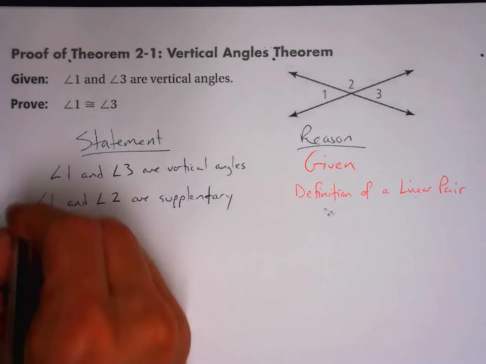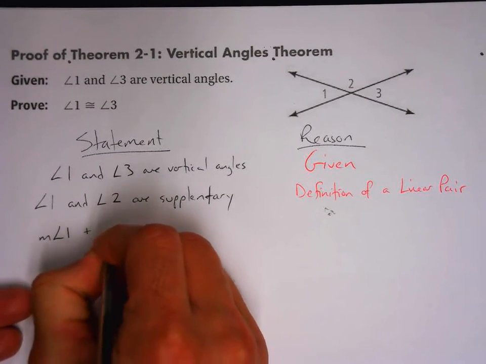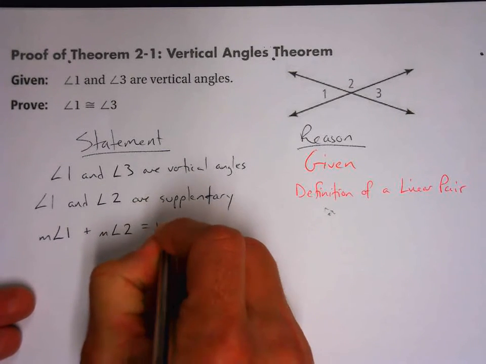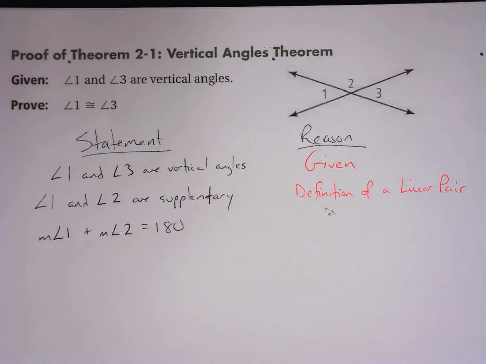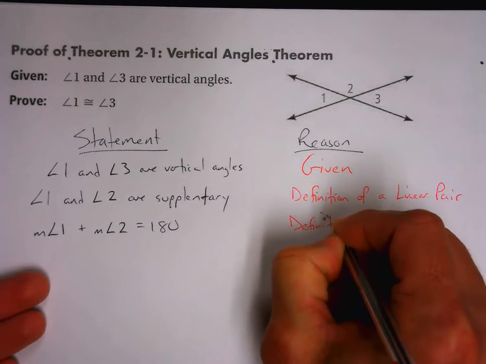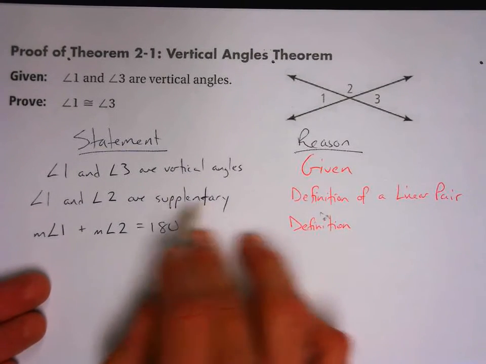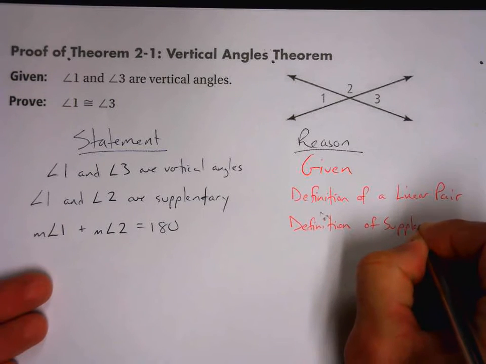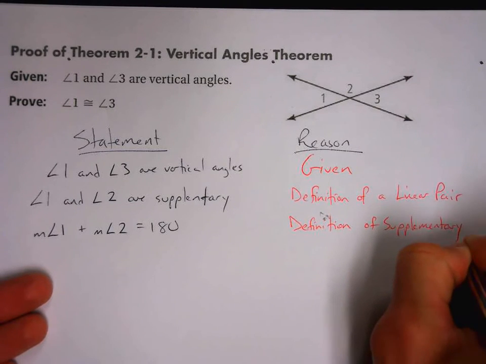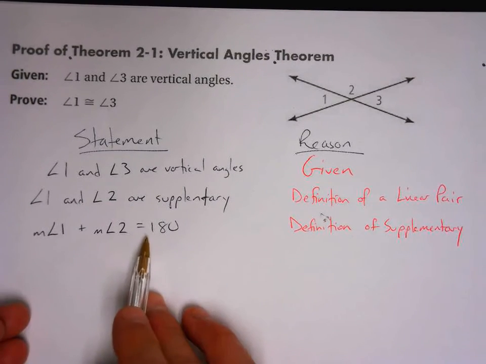We can say the measure of angle 1 plus the measure of angle 2 is equal to 180 degrees. And you'd say, how can we jump to that conclusion? The reason for that statement is the definition of supplementary. Now we're using the vocabulary of linear pair, and now the vocabulary of supplementary. So we'd say definition of supplementary, or definition of supplements. Supplementary angles add up to 180. So we have this neat little mathy thing established for angle 1 and angle 2.